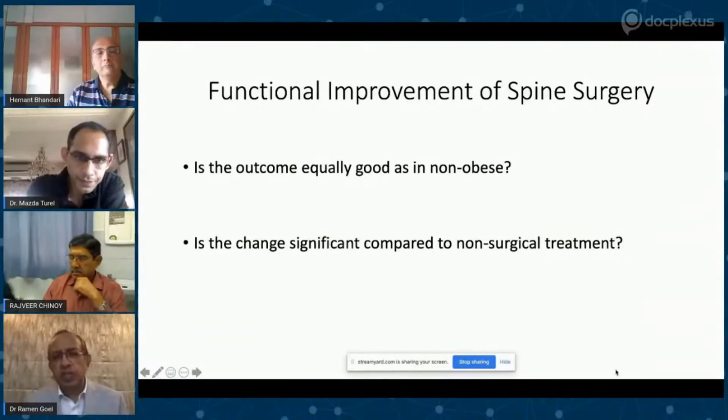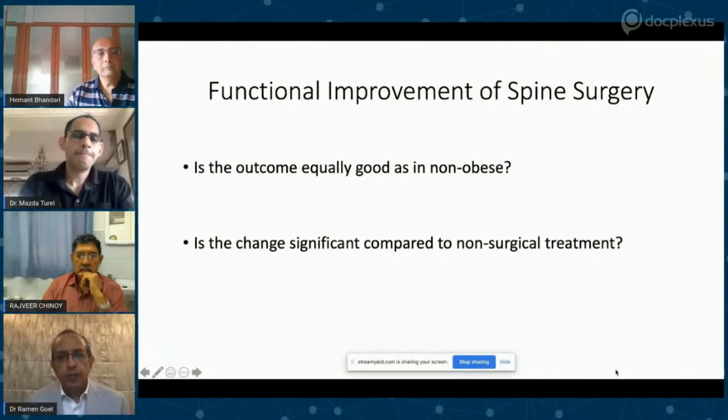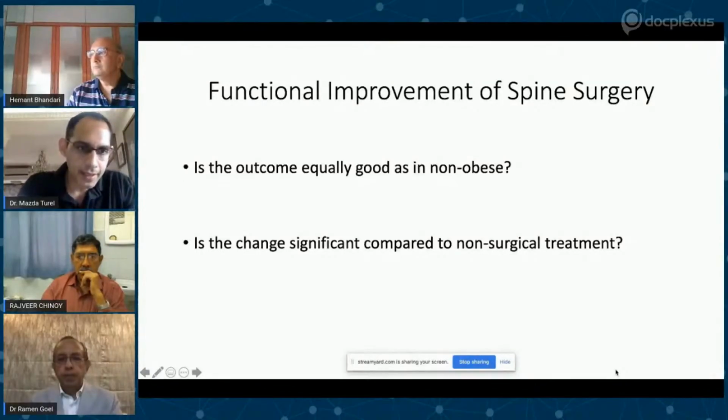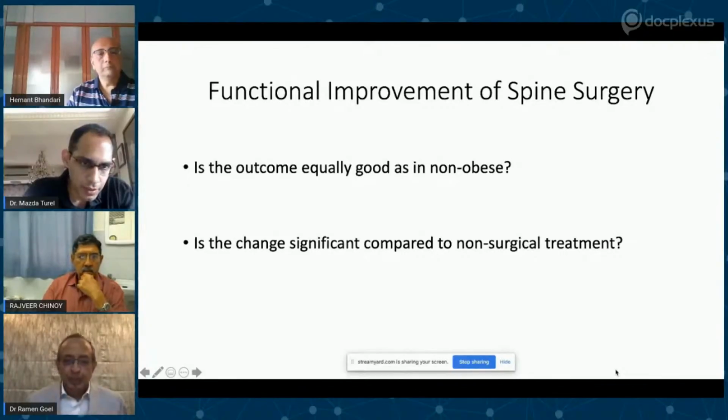Now, Mazda, would you tell me the outcomes of surgery? One thing you said was that the outcomes are overall quite good when you do minimal access surgery, but are they as good as those in non-obese persons? Surgical outcomes? Definitely not. Post-operative mobilization is definitely slower and longer in obese patients than in non-obese patients. But if you look at their pain, which is the objective of surgery, I think it's comparable.